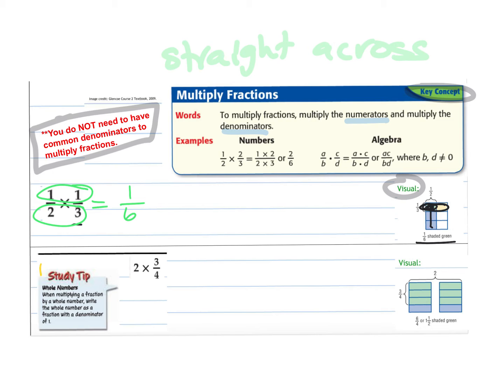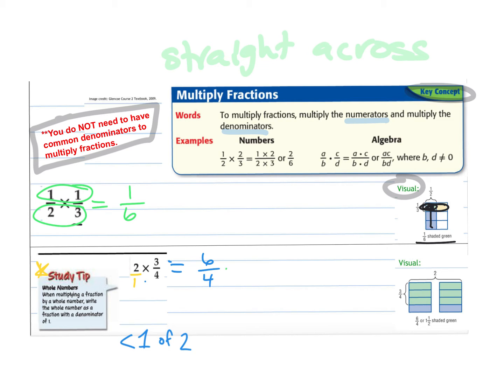Down here, if I have a whole number, I know that this 2 can be written as 2/1. I'm looking for 3/4 or 75% of 2. So I'm looking for less than 1/2 of 2. So my answer should be less than 2. I'm going to multiply straight across. 2 times 3 is 6. 4 times 1 is 4.